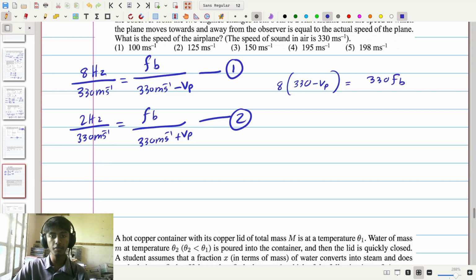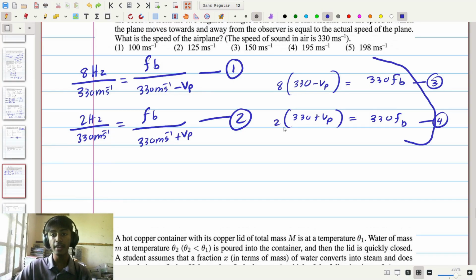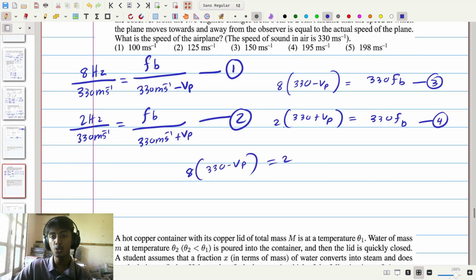Now similarly, from the other equation, if I do the same rearrangement, on this side I'll get 2 times 330 plus Vp equals 330 FB. So from this, if I call this equation 3 and this equation 4, then from 3 and 4, if I combine the right hand sides, on the left hand side of one of them we have 8 times 330 minus Vp, and on the other side we have 2 times 330 plus Vp.